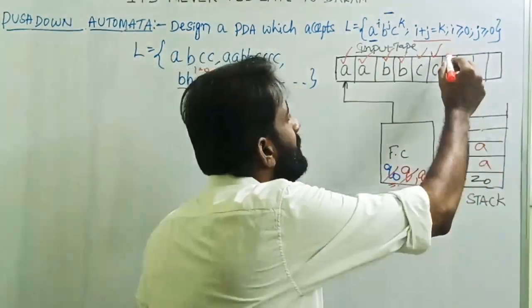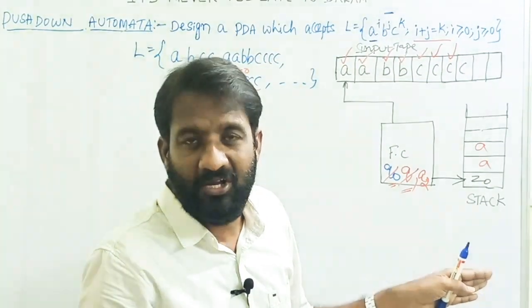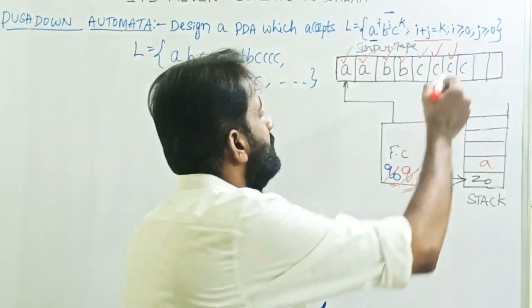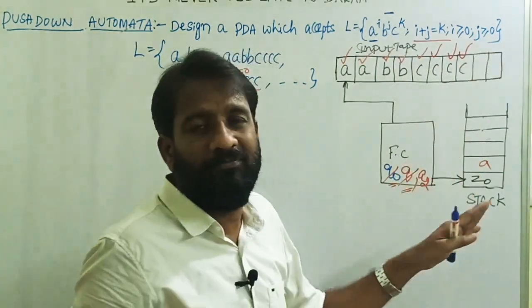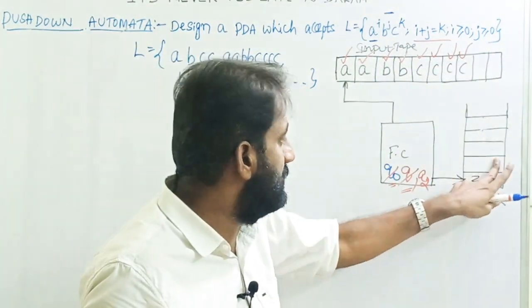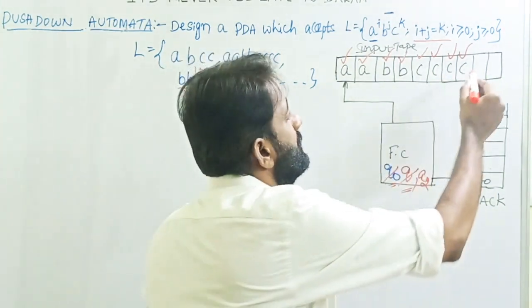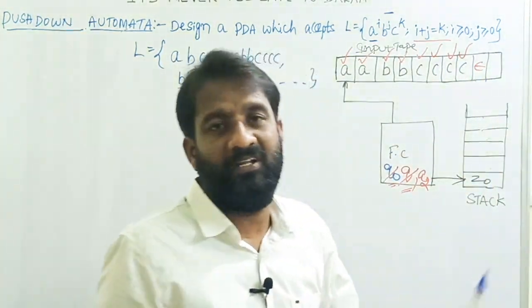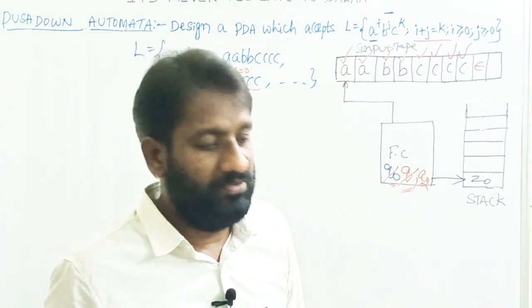Then the next input symbol is C, it remains on the same state, pop the top of the stack. What is the top of the stack? A, no problem, pop it. Then the next input symbol is C, pop from the top of the stack. What is the input? A. Okay. Then there is no input symbol, so the input symbol is epsilon. So Q2, epsilon, Z0, move to the final state. So this is the logic.